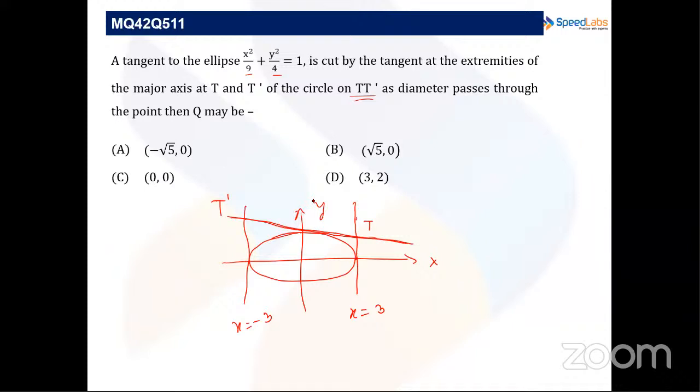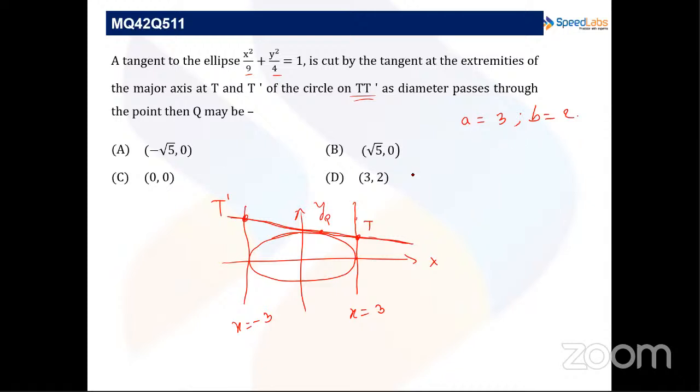So it is asked that the circle will pass through the point. So let's find the equation of circle first. For this, the equation of tangent will be, here a equals to 3, b equals to 2. So our equation of tangent in the parametric form will be, let's say this is point P something.